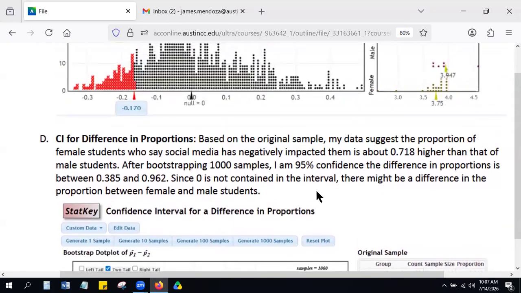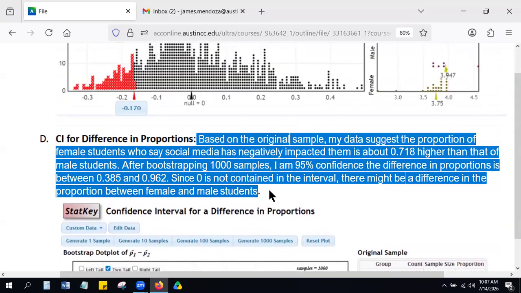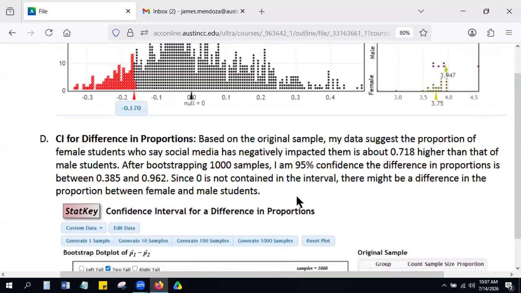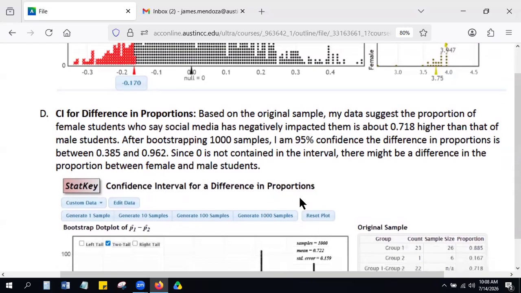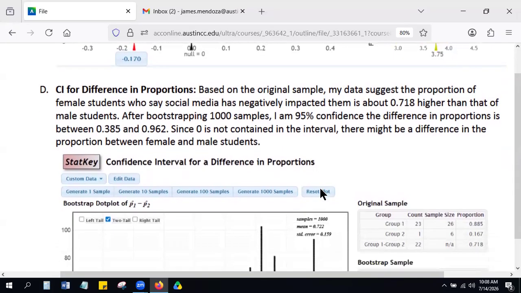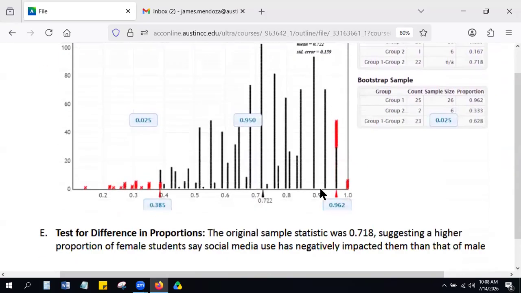So again, just use mine here as a guide of what to include. That way you get the full credit, right? You don't have to be long winded, but you also need to make sure you have the key information in there. Like what was the interval? Was zero in there or not in there? And if zero's not in there, then just say a little statement: there might be a difference between the groups.